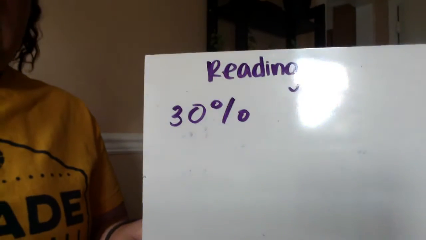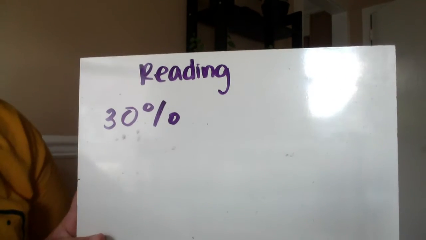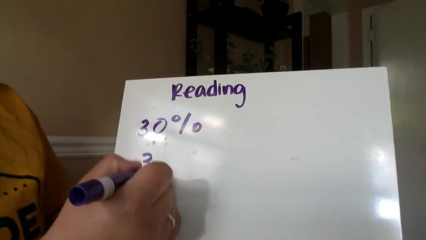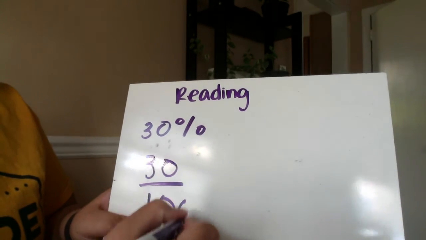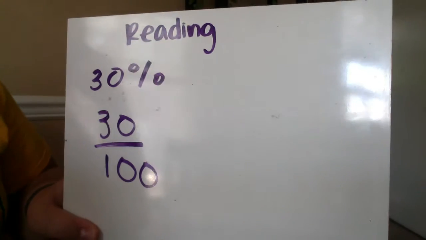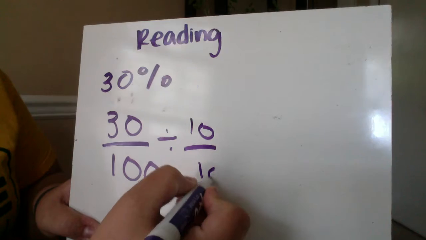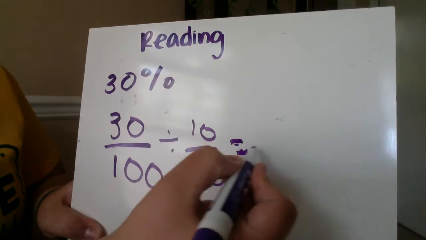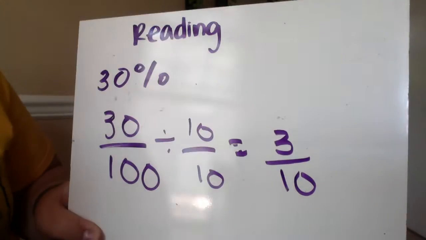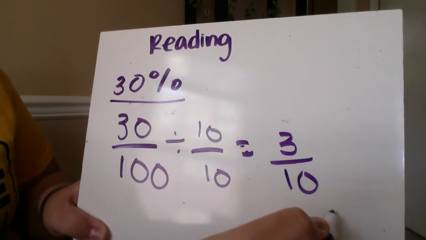All right, so we're going to take this reading that's 30% and change it into a fraction and a decimal. So 30% means I have 30 out of 100. And we can simplify this because I know my 30 and my 100 have something in common. They've got a 10 in common. So if I divide each by 10, 30 divided by 10 is 3, and 100 divided by 10 is 10. 3/10 is as simple as it gets. So 30% is equal to 3/10.